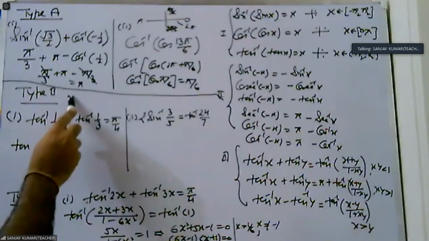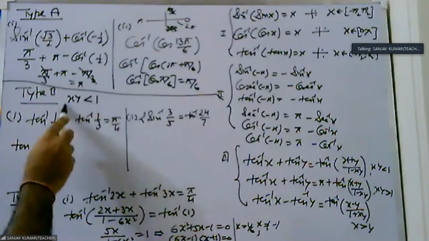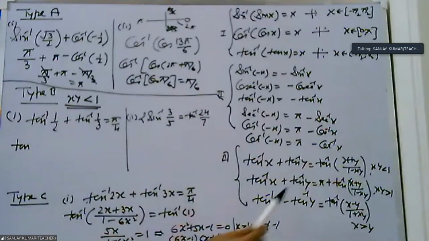Only you see your xy should be less than 1. This is a very, very important thing. The xy should be less than 1. Then you can use this formula. Otherwise, you cannot use this formula. If xy is less than 1, then you can use this formula.